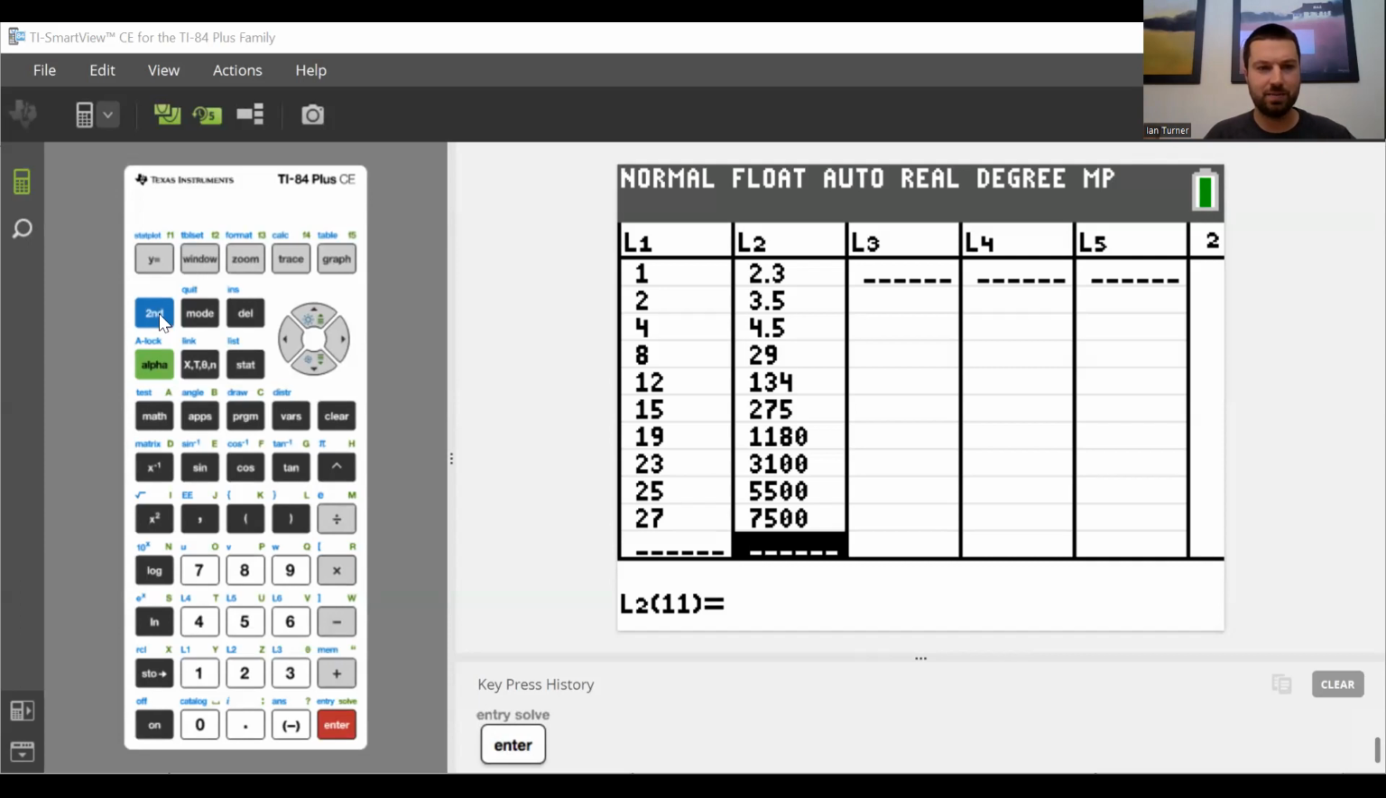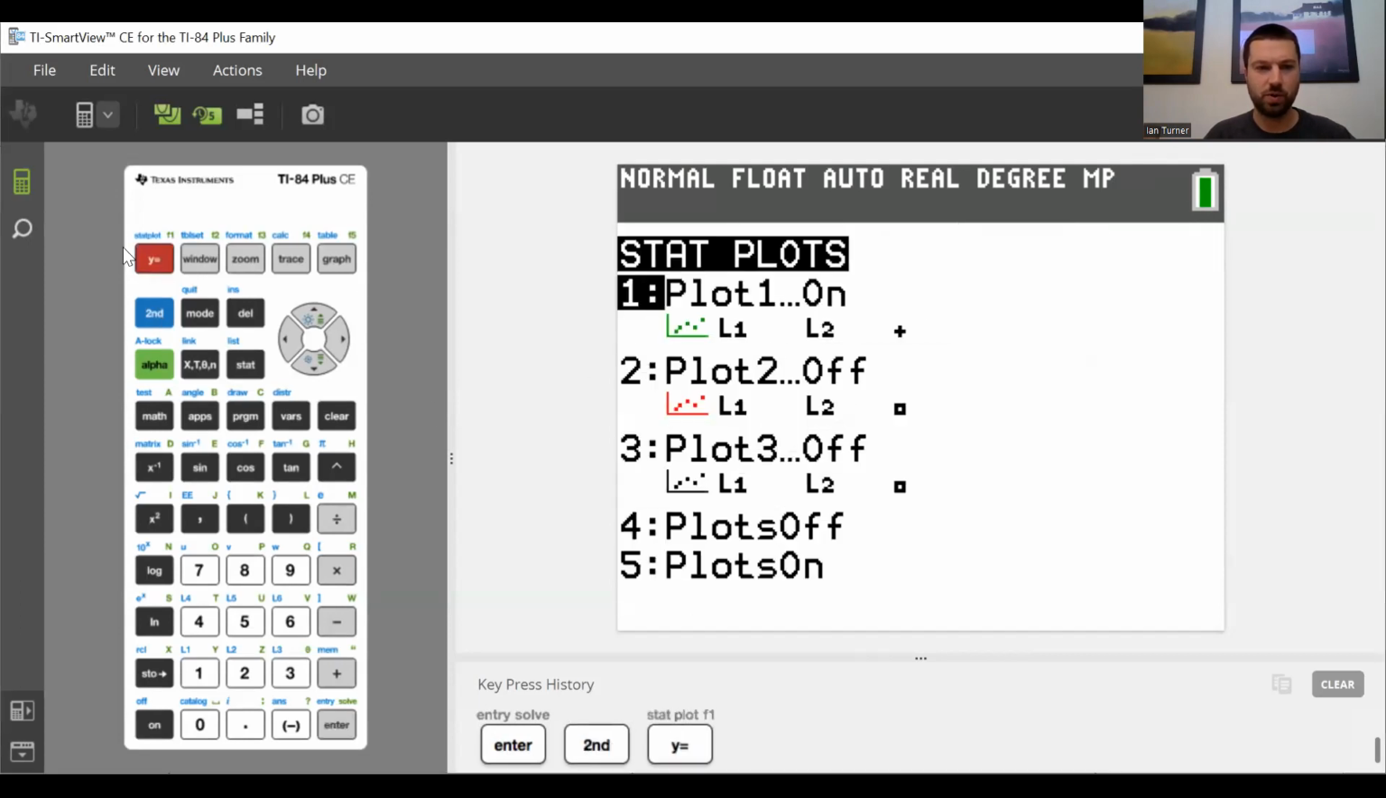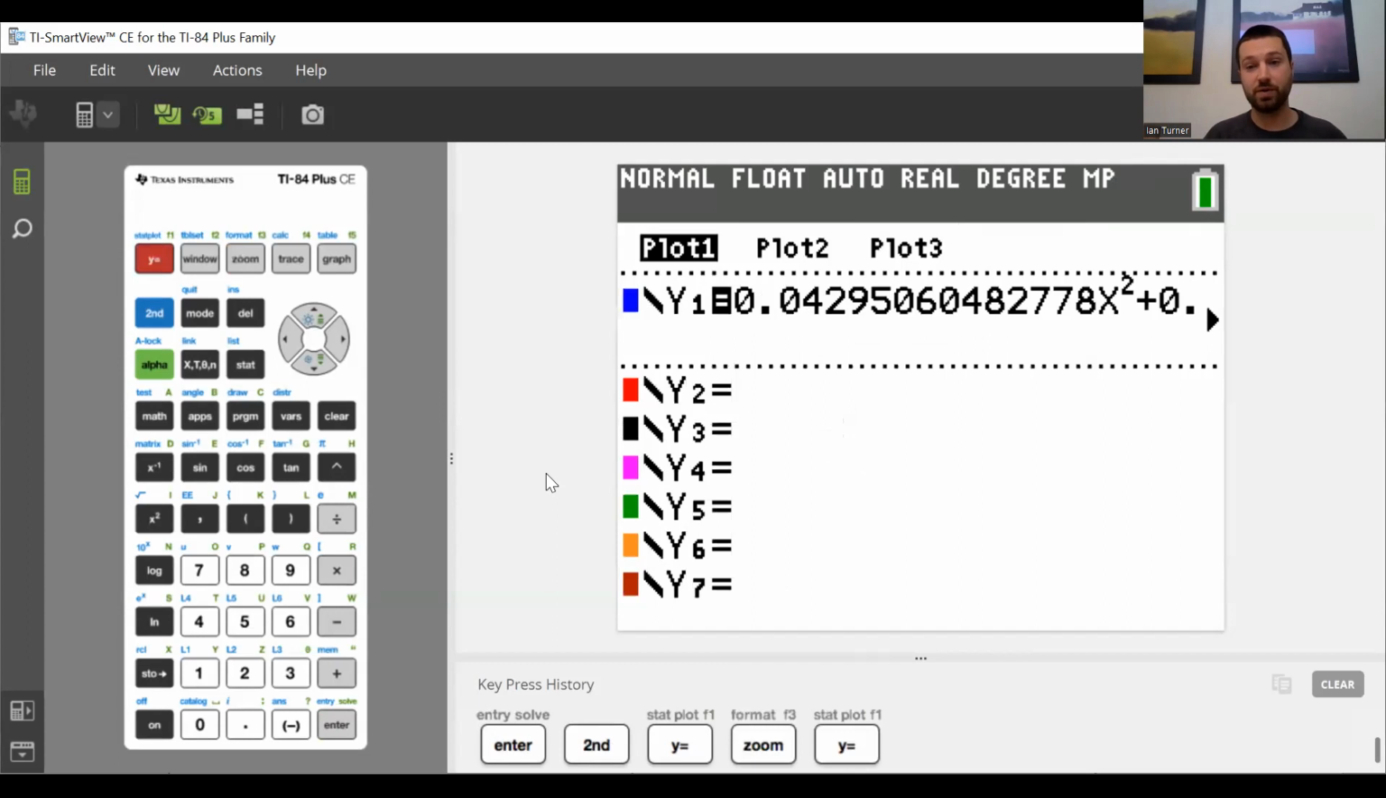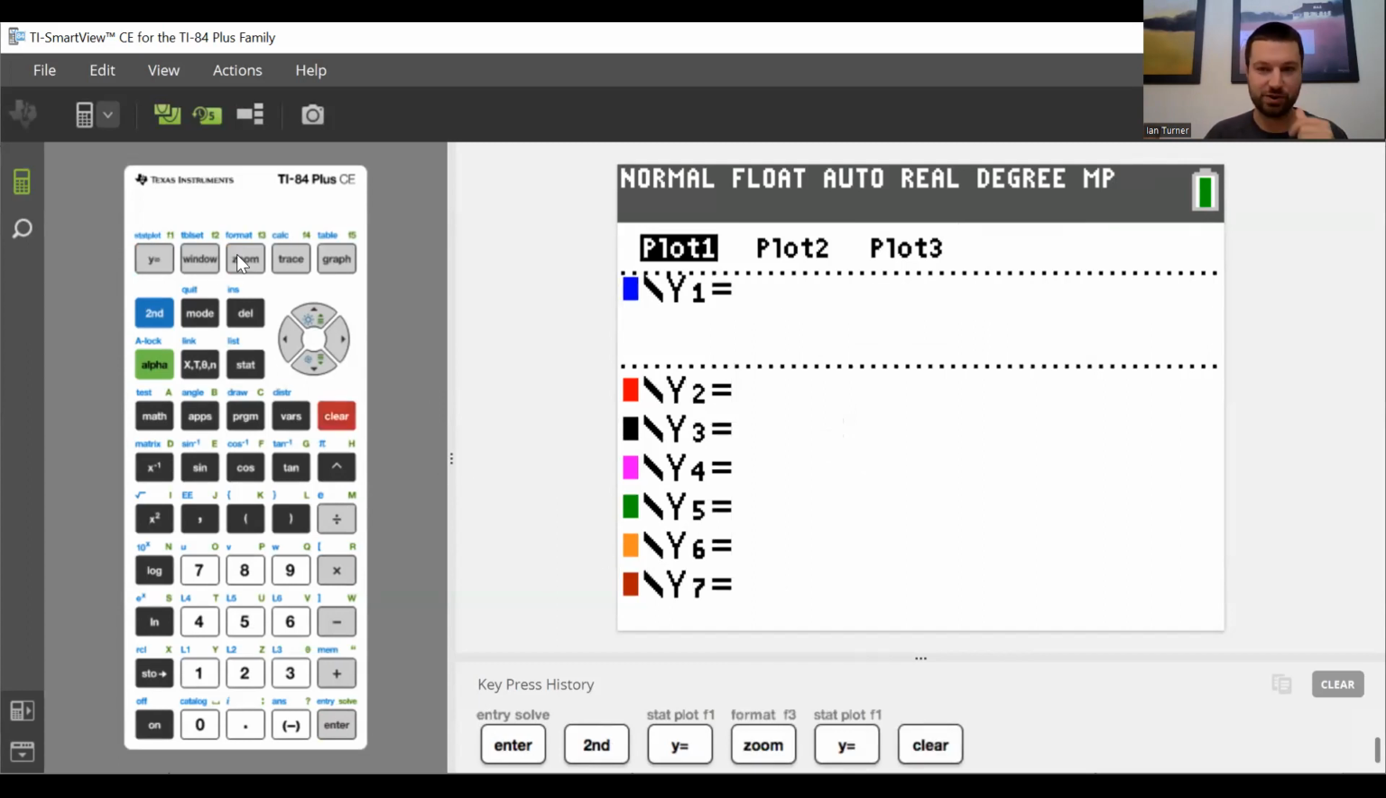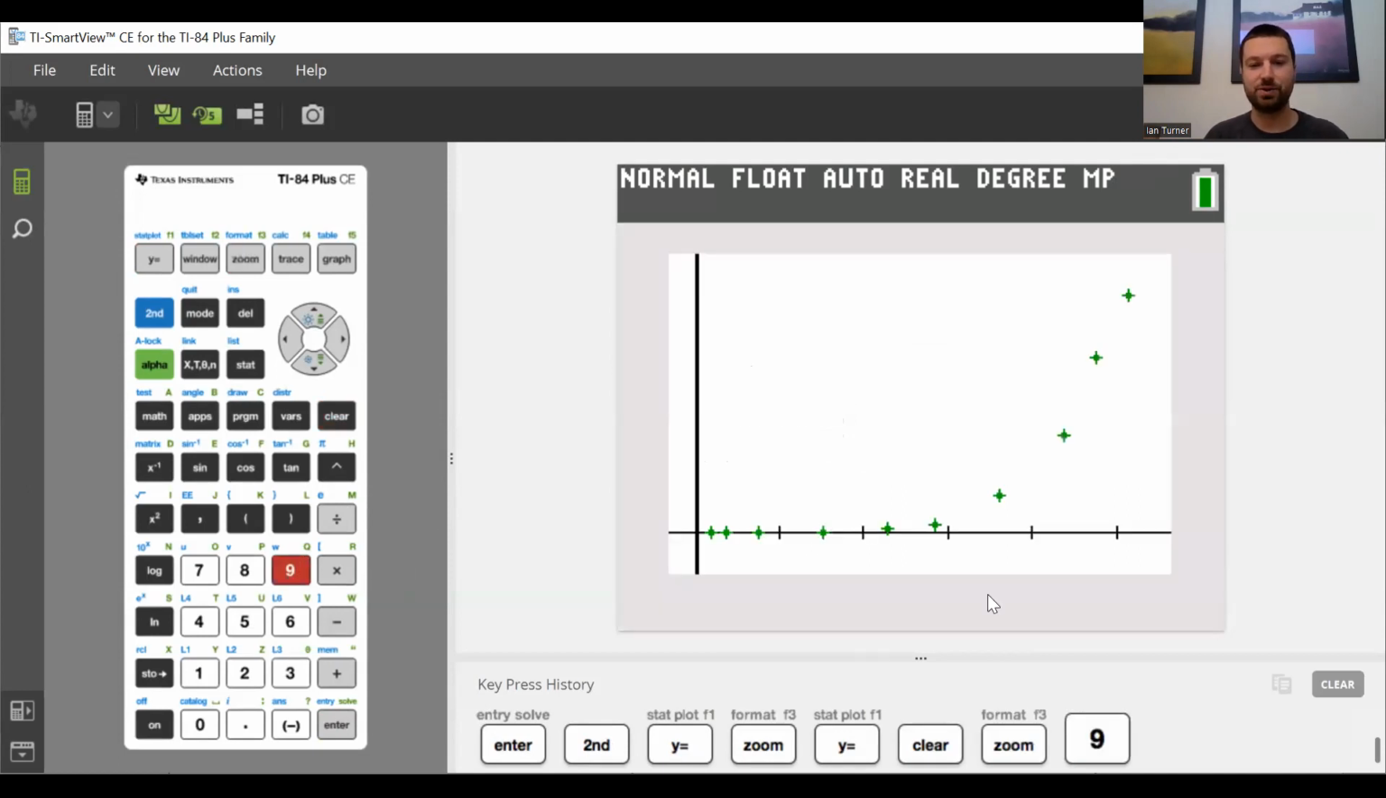And again, make sure your stat plot's on L1, L2, and let's clear your quadratic function. And then let's just go zoom 9 and just take a look at the data. That is definitely exponential, right? Look at that. Okay, so now let's do the regression line.